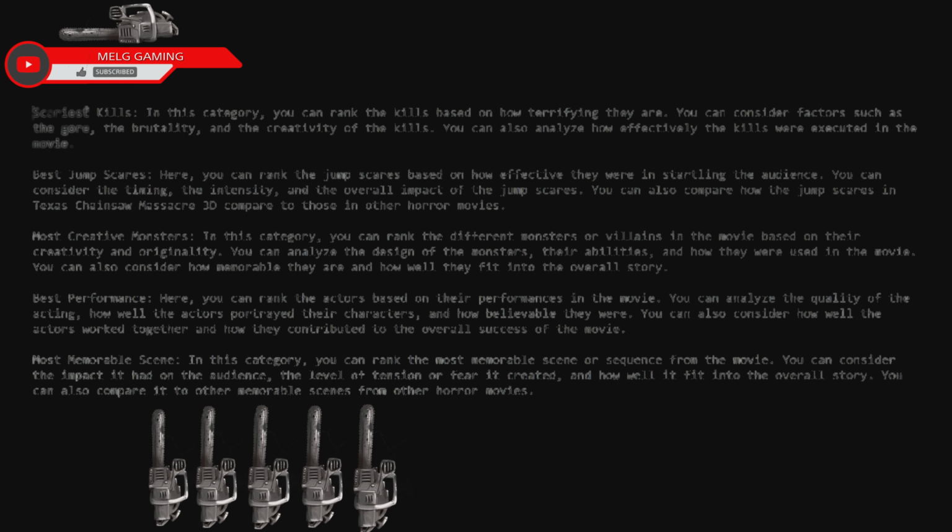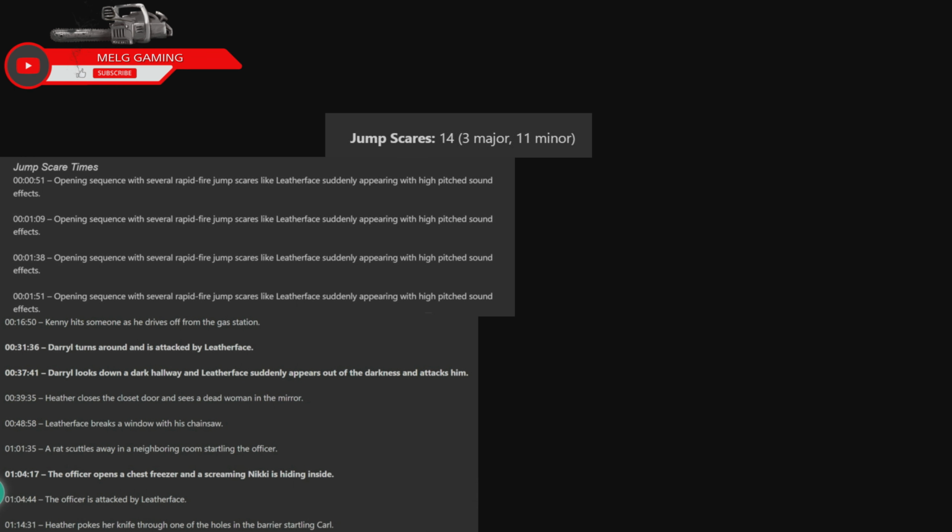The first thing we're going to be taking a look at is the scariest kills. Alrighty, as you guys can see on screen here, I have included all of the jump scares in the movie, as well as the timestamps for when they happen. As you can see, there are 14 jump scares in total in this movie, with 3 being major jump scares and 11 being minor jump scares. Now, these are not all kills, and they're not all really scary. They're just all the included jump scares in the film.